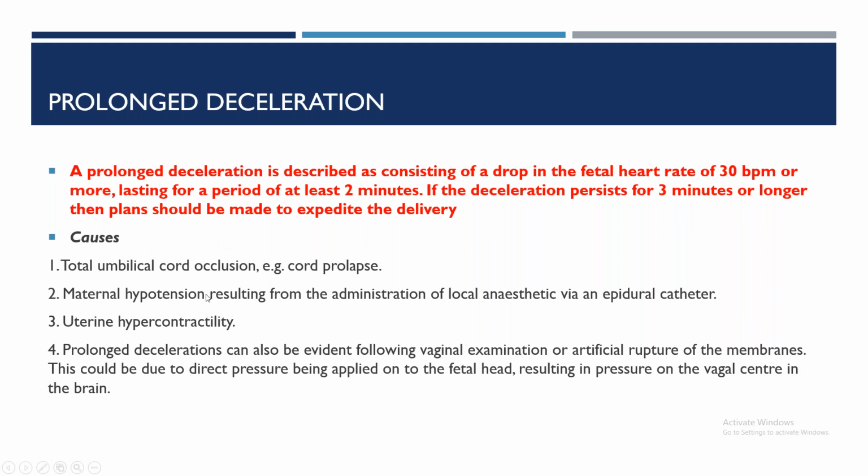The causes of prolonged deceleration are total umbilical cord occlusion like cord prolapse, maternal hypotension, that is from either epidural or local anesthetic, uterine hypercontractility, that is hyperstimulation, and also it can occur after vaginal examination or ARM. Okay, so when you do ARM, pressure is applied on the fetal head. So it will cause pressure on the vagal center and it will cause prolonged deceleration.